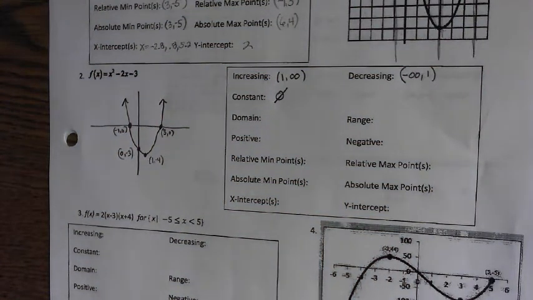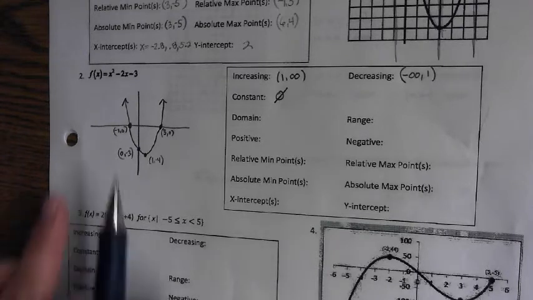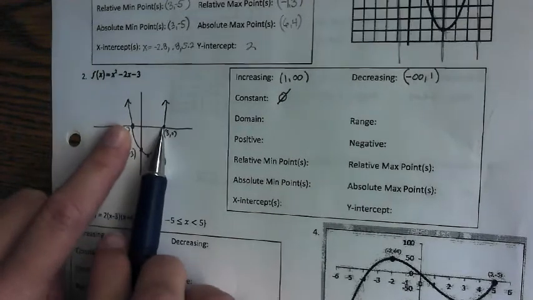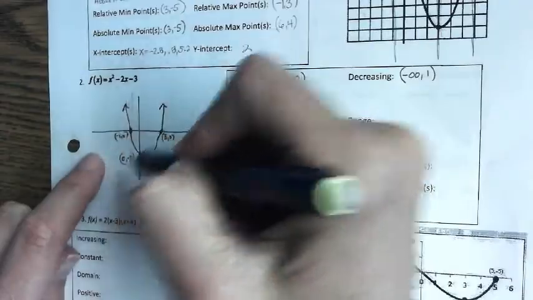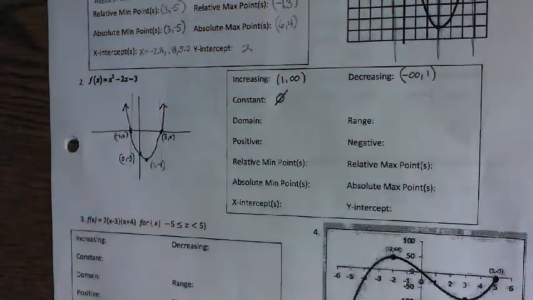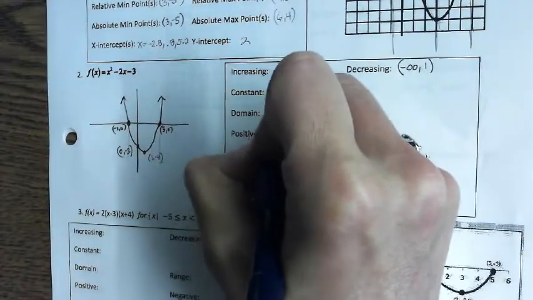How about domain? What do you think, Angie? So the graph only exists from here to here, from -1 to 3. Nothing exists outside of those vertical lines? Would it be negative infinity to infinity? Perfect. Negative infinity to positive infinity. Good fix.